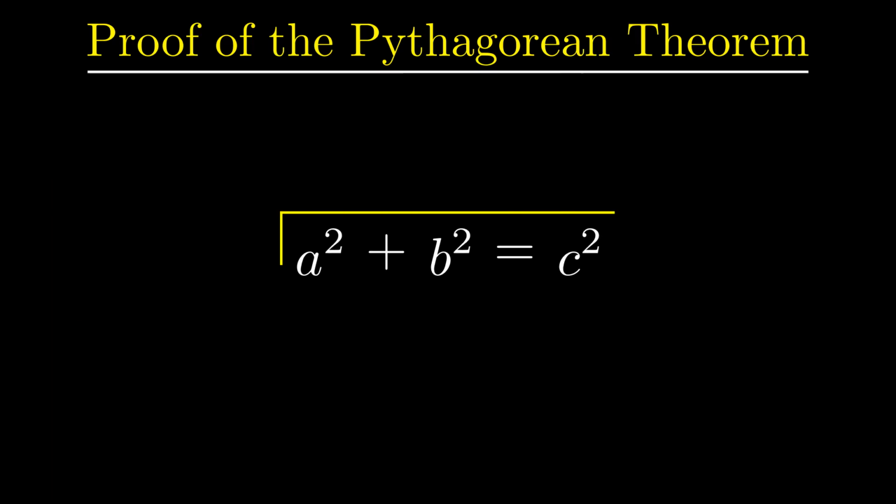This relationship can be expressed as the Pythagorean theorem: A squared plus B squared equals C squared.